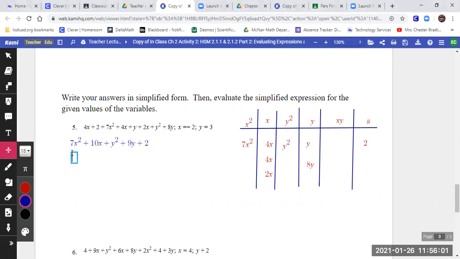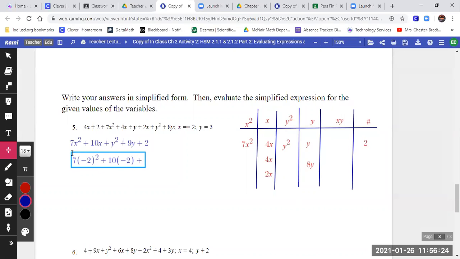So my first line would go 7, parentheses, -2, close it, to the second. Because I replaced the x, but not the exponent. Okay, the exponent's still there. Then I would say plus 10, parentheses, -2, because that's another x. And x is worth -2.